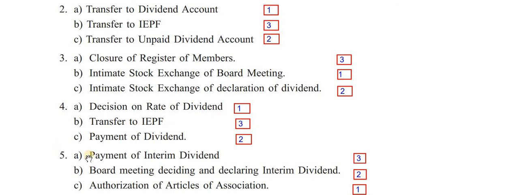Last but not the least, the fifth one is payment of interim dividend, board meeting deciding and declaring interim dividend, authorization of articles of association. In this jumbled way children, सबसे पहले आएगा C, that is authorization of articles of association. Second आएगा B, it's board meeting deciding and declaring interim dividend. And last में आएगा आपका A, that is payment of interim dividend. ठीक है, so यहाँ पर आप बोल सकते हो C is the first one, B is the second one and A is the third one.